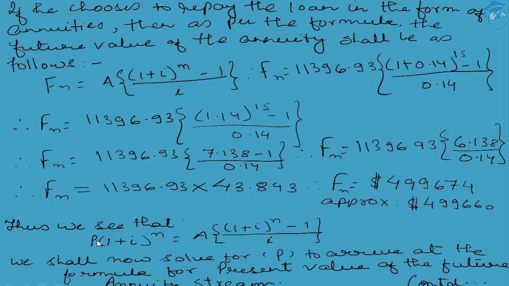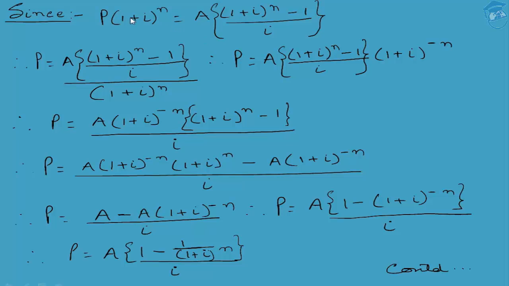So how it is happening? It is simple calculation. If P into 1 plus I to the power of n is equal to A within bracket 1 plus I to the power of n minus 1 whole upon I, therefore P taken on this side, A, this equation remains the same, 1 plus I goes underneath, therefore P equals A into 1 plus I to the power n minus 1 whole upon I into 1 plus I raised to the power minus n. We can write it as minus n, or better, we can write it as 1 upon 1 plus I to the power of n.